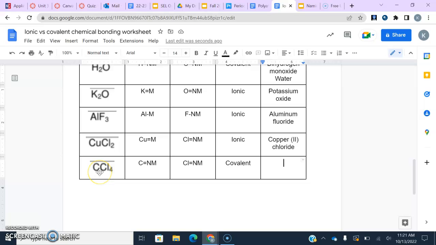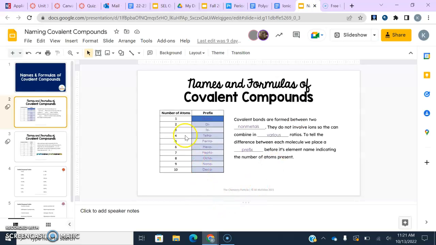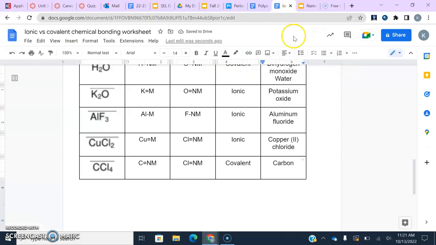Here it's 1 carbon, right? If it was the second element, we would say monocarbide or whatever, but because it's the first element and it's only 1, we just write the name of the element. So carbon, carbon, okay? There's 4 chlorine. 4 is tetra. So this is carbon tetrachloride, okay? And that is it.